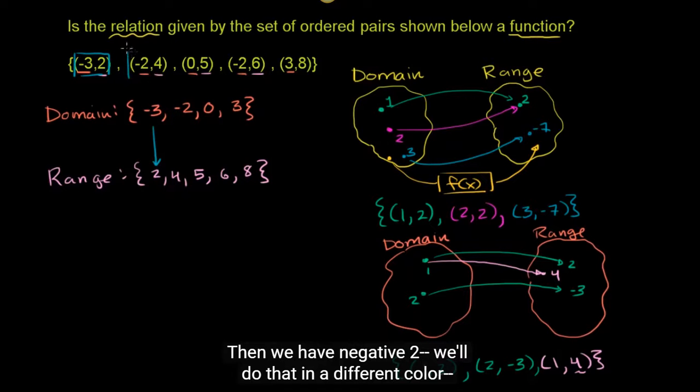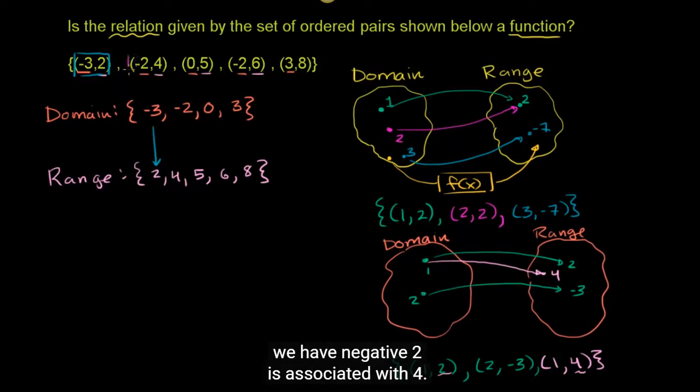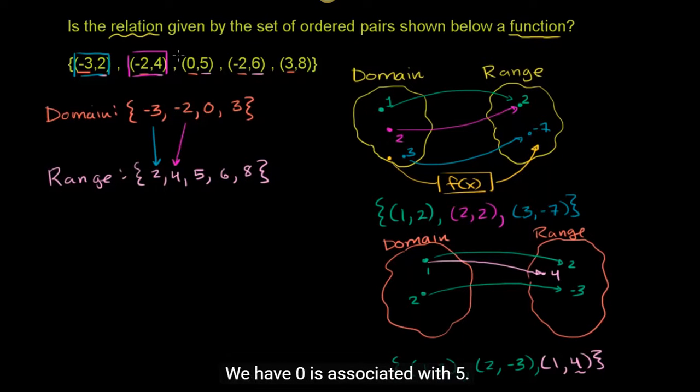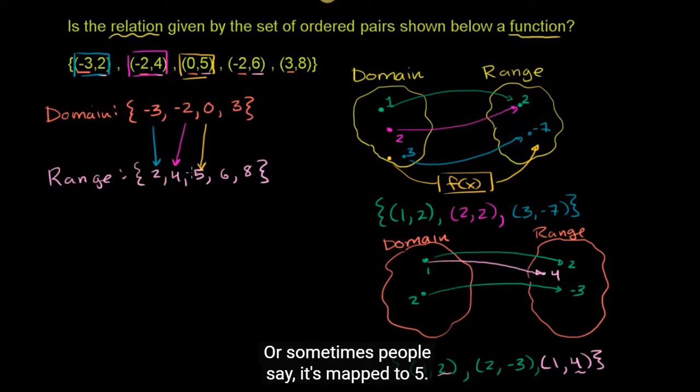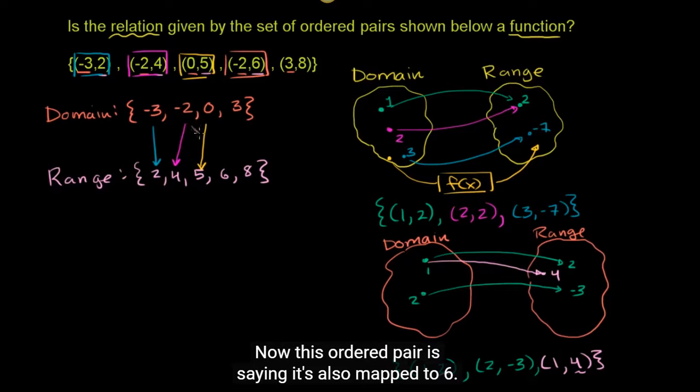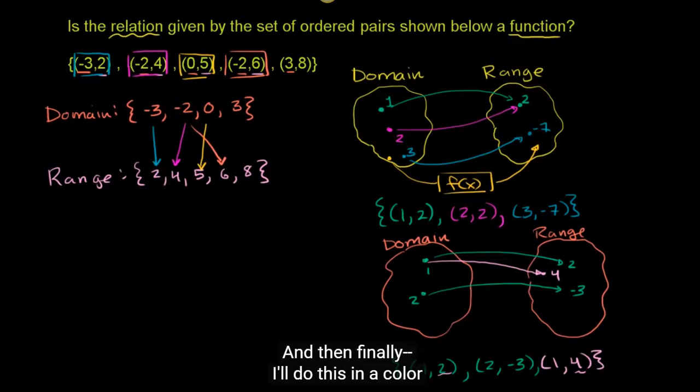Then we have negative 2. Let me do that in a different color. We have negative 2 is associated with 4. We have 0 is associated with 5, or sometimes people say it's mapped to 5. We have negative 2 is mapped to 6. Now this is interesting. Negative 2 is already mapped to something, and now this ordered pair says it's also mapped to 6. And then finally, I'll do this in a color that I haven't used yet, although I've used almost all of them. We have 3 is mapped to 8.